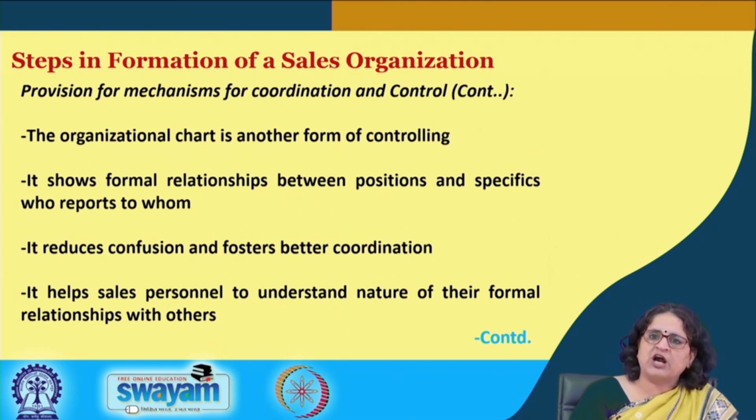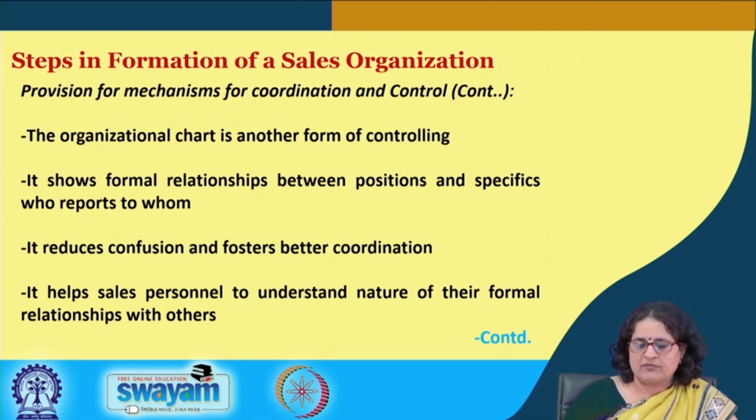The organization chart is another form of control, where we know clearly who does what, who reports to whom, and how the different department people, the different activity heads, or the different positions relate to each other. It shows the formal relationship between positions, clearly specifies who reports to whom, and reduces any chances of chaos and confusion. It leads to better coordination.